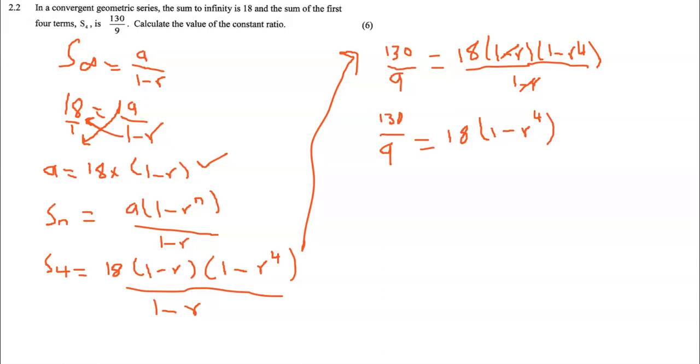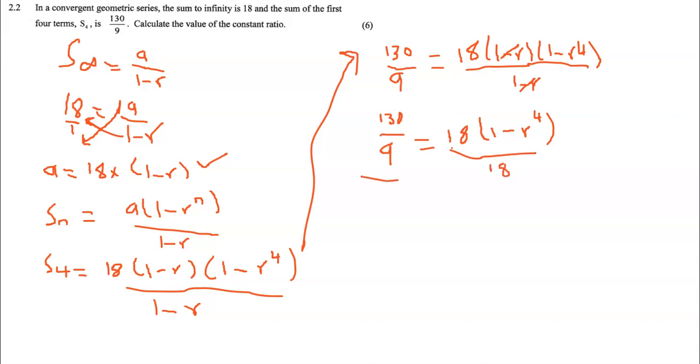Now you need to go and solve for r, because they want us to find the common ratio, which is r. To make this a bit easier, let's divide both sides by 18.